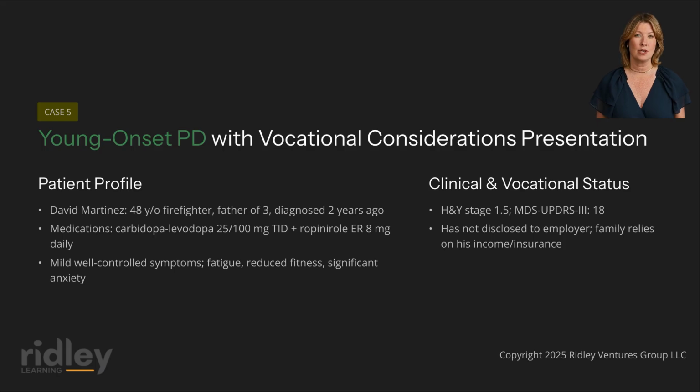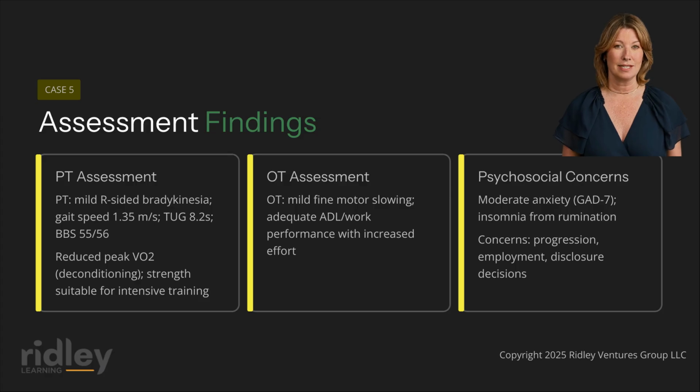His Hoehn and Yahr stage is 1.5, with unilateral symptoms and minimal axial involvement. His MDS-UPDRS-3 score is 18. Physical therapy examination reveals mild bradykinesia affecting rapid alternating movements and finger tapping on the right side, with subtle reduction in right arm swing during gait. Gait speed is 1.35 meters per second, within normal limits for his age. Timed up and go is 8.2 seconds, indicating no functional mobility impairment. Berg Balance Scale score is 55 out of 56.